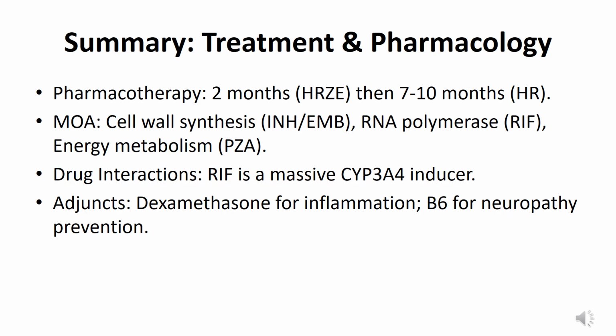Adjunctive treatments also play an important role in patient care. Dexamethasone is frequently used to reduce inflammation within the brain and spinal cord. By controlling swelling, it helps decrease the risk of neurological complications and improves clinical outcomes. Pyridoxine, also known as vitamin B6, is routinely administered alongside isoniazid. Its primary purpose is to prevent peripheral neuropathy, a complication that can cause numbness, tingling, and nerve dysfunction.